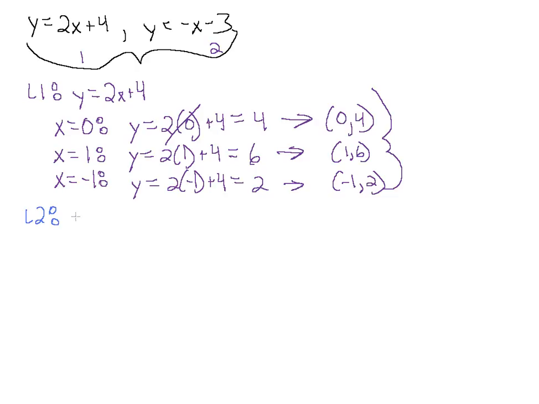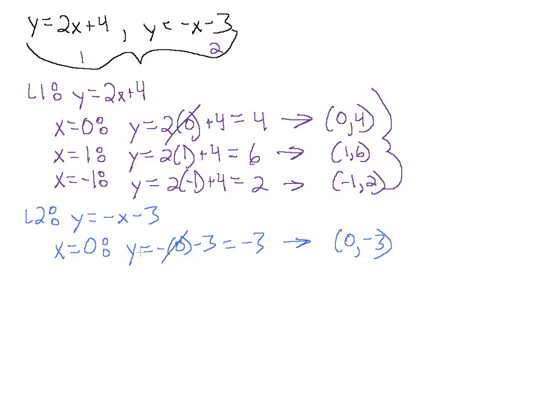Line 2 is described by the equation y equals minus x minus 3. We can use these same 3 values for x just to keep it simple. When x is equal to 0, y is equal to minus x, which is 0, minus 3. Just drop the 0, so we have y equals minus 3, which gives us the point 0, minus 3. So far, so good. Let's pick a couple more values. Again, we can use the same ones. x is equal to 1. y equals minus x, which is minus 1, minus 3. So minus 1 and minus 3 gives us a minus 4, which gives us the point 1, minus 4.